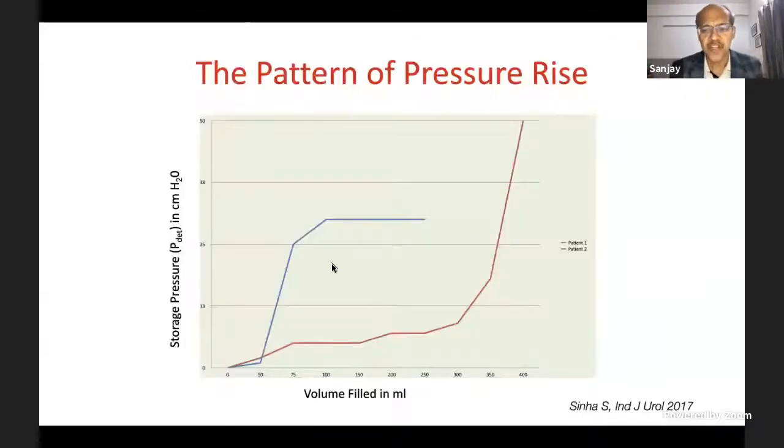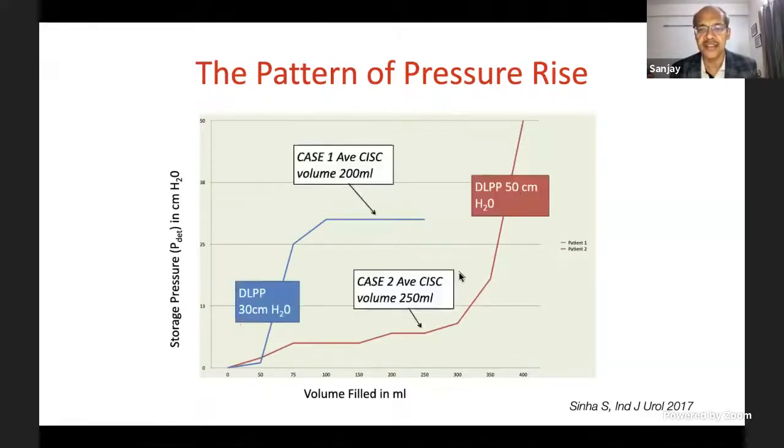The pattern of pressure rise is important, and you can see here 2 children, one in whom the pressure rises rapidly, but not to the extent that it rises in the other child. But in the other child, the pressure rise is much slower through all of filling. And especially if this patient is having a CIC volume, let's say of 250, and this pressure is starting to rise after say 300, this patient is likely to be safe despite a high leak point pressure. And this patient may not be safe despite a relatively lower leak point pressure.